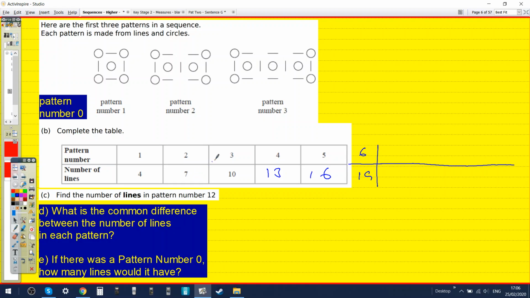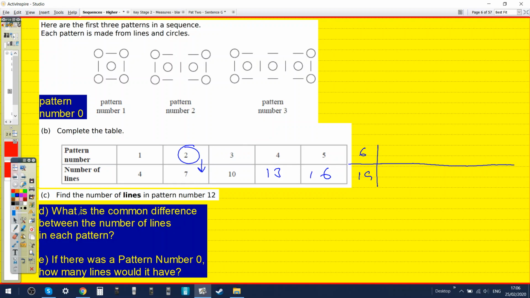No, it doesn't work that way. There's a connection between the pattern number and the number of lines. Can you find that connection? It's always 3, 5, 7. It always goes up by 2.